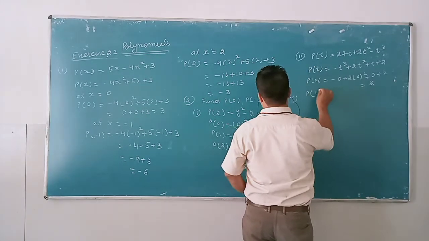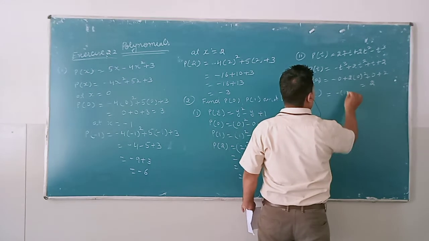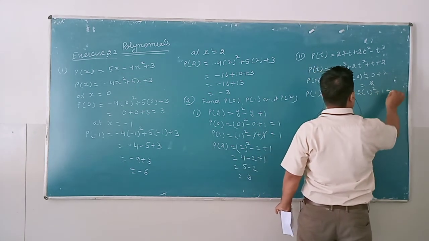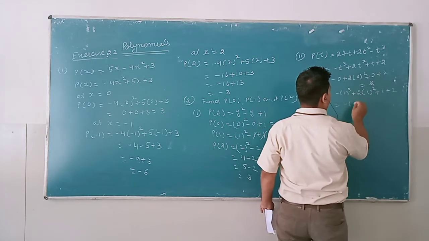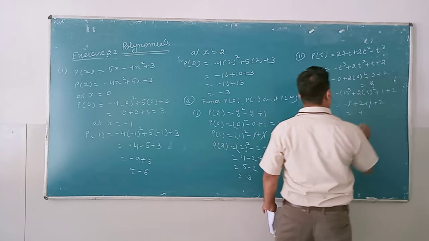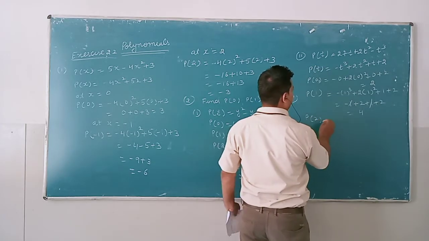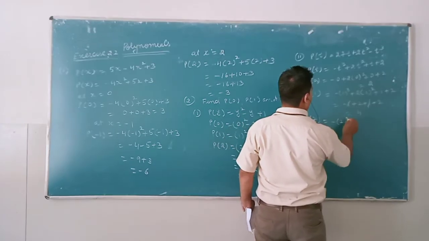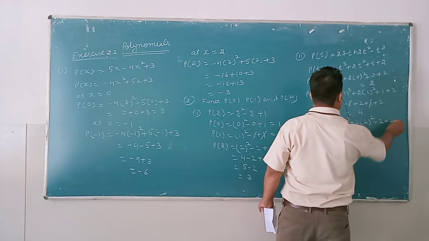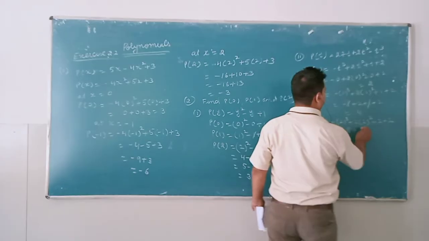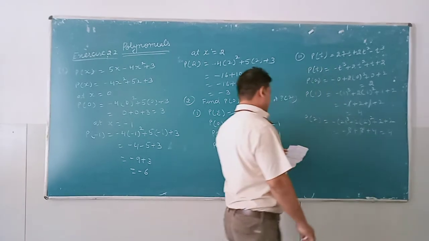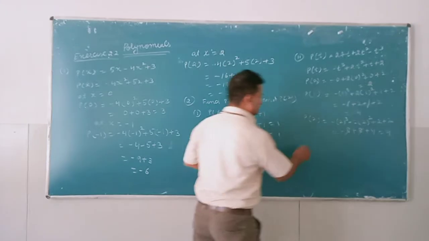Then we find p(1): -(1)³ + 2(1)² + 1 + 2. This is -1 + 2 + 1 + 2, where the terms cancel out. This is equal to 4. Then we find p(2): -(2)³ + 2(2)² + 2 + 2. This is -8 + 8 + 4, equals 4. This is the solution of the second part.